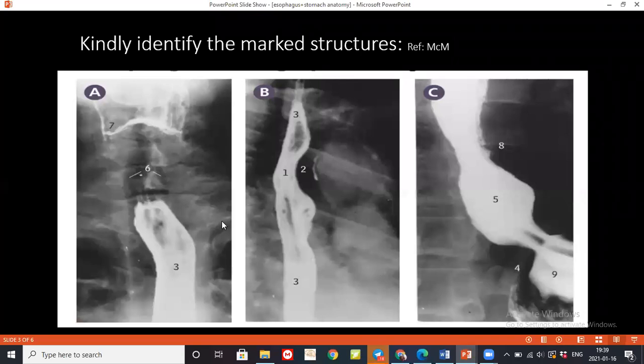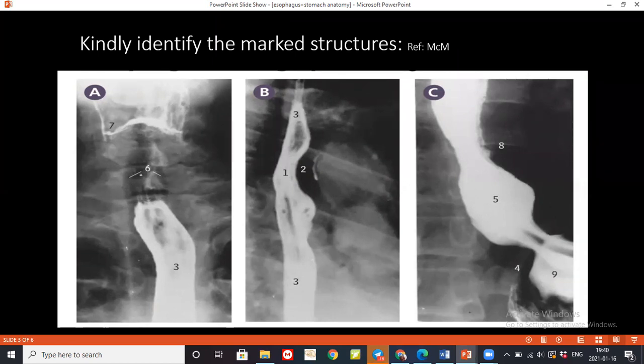Can you tell me what you are looking at? This is a barium swallow showing the esophagus. Yes. Can you identify structure number 3 over here? This is the barium in the esophagus. Very good. And number 1? It is showing the upper esophagus, this is the cervical esophagus.